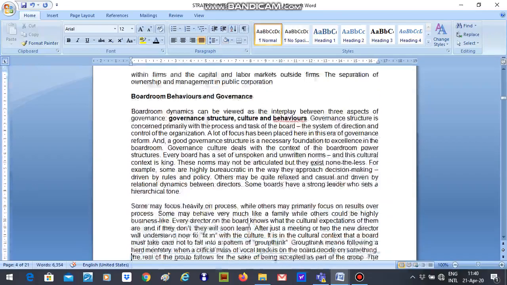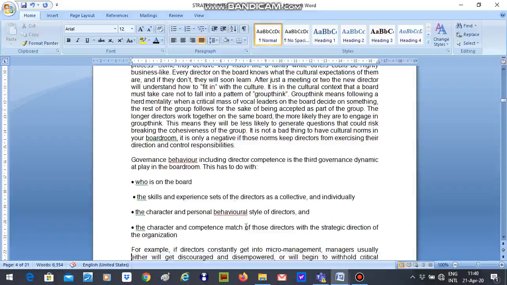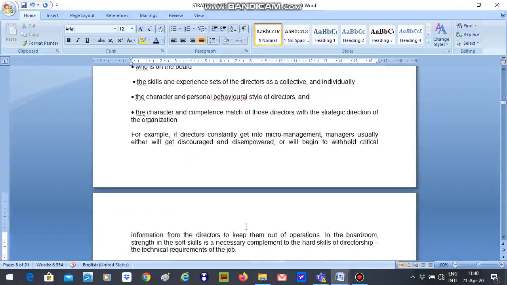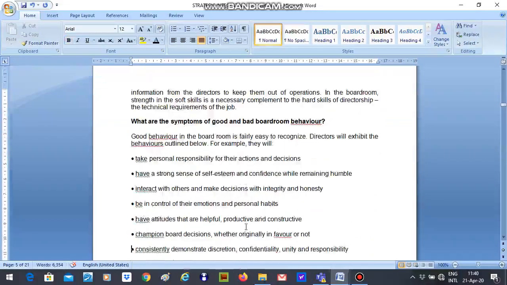We now look at governance behavior, including director competence, the third governance dynamic at play in the boardroom. This has to do with who is on the board, the skills and experience sets of directors, collectively and individually. So we are looking at governance behavior, and this includes the directors' competence. If the competence of the directors is weak or they don't meet requirements, it brings this type of problems.